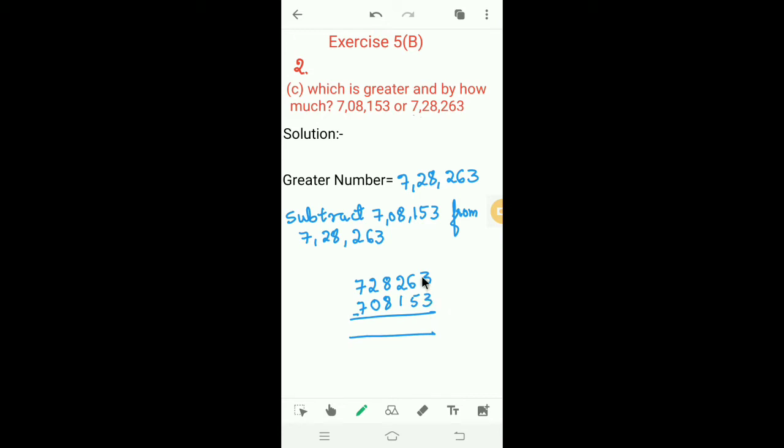Next I will start subtraction from the ones place. 3 minus 3 is how much? 3 minus 3 is 0. 6 minus 5 is how much? 6 minus 5 is 1. 2 minus 1 is 1. 8 minus 8 is 0. 2 minus 0 is 2. 7 minus 7 is 0. So the answer is 20,110.